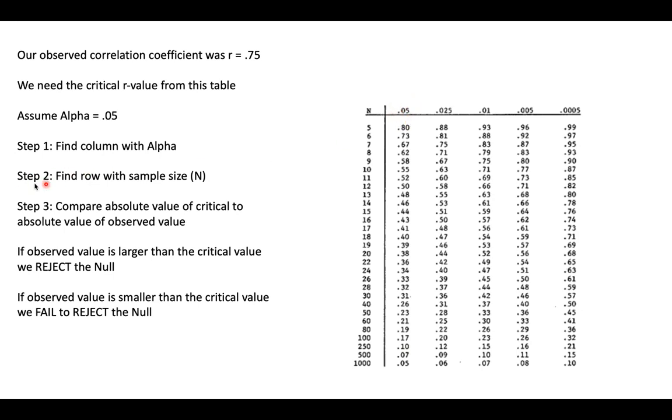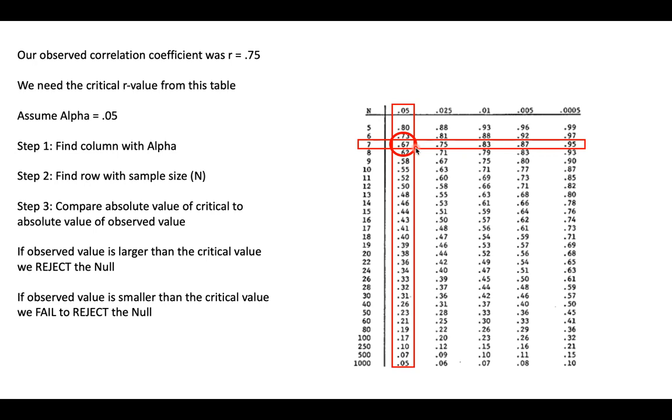And the second piece of information we need is our sample size, N. If you remember, our N was 7. So if we cross our N of 7 with our alpha of 0.05, we end up with a critical value of 0.67. That's our benchmark. That's our line in the sand.